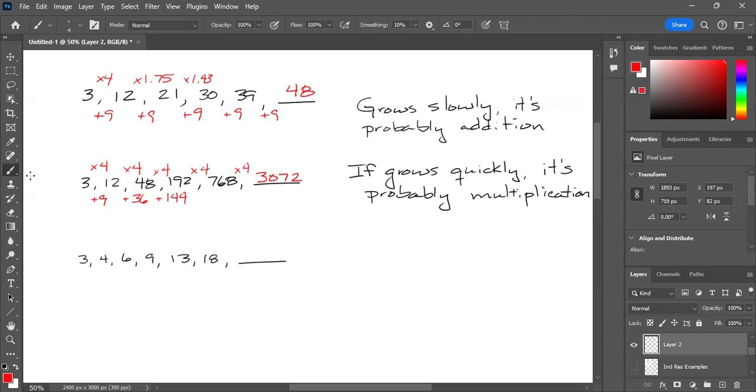All right, see if we can find a pattern. 3, I'm going to add 1 here, add 2, add 3, add 4, add 5. Well, I'm guessing I probably need to add 6 and get 24. Multiplying is not going to work too well, I think.